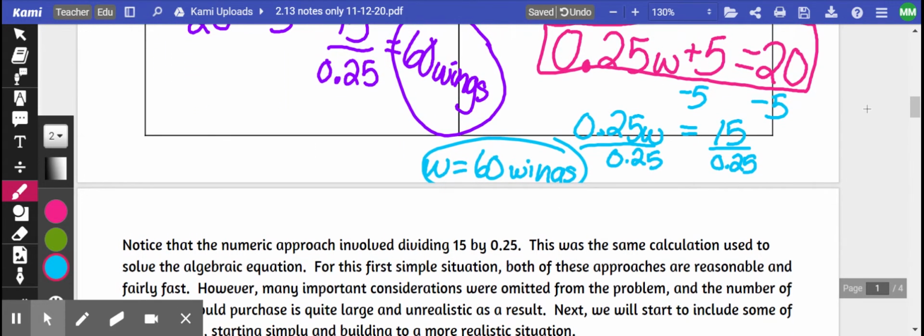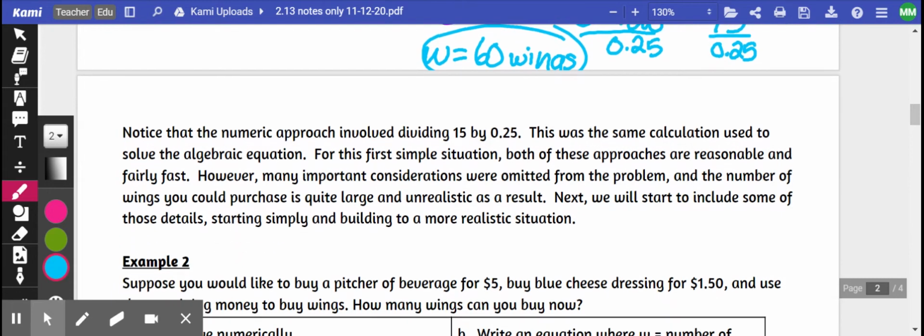Now, in the numeric approach, it involved dividing 15 by 0.25. This was the same calculation that we ended up doing in the algebraic equation. For the first simple situation, both of these approaches are reasonable. We can agree that either of these is about the same amount of work other than defining the variable, okay? So for the first simple situation, they're both reasonable and fairly fast.